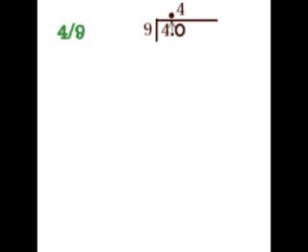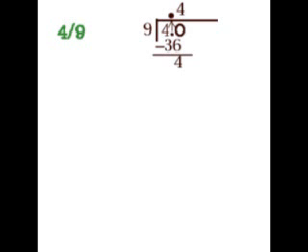9 goes into 40 4 times, so we put our 4 above our 0. You need to put the number above the last digit of the number you divided. We did not divide into 4, so we don't put the answer over the 4. We divided into 40, so the 4 will go over the 0. After you divide, you multiply: your quotient times your divisor. 4 times 9 is 36. We put it underneath the 40.